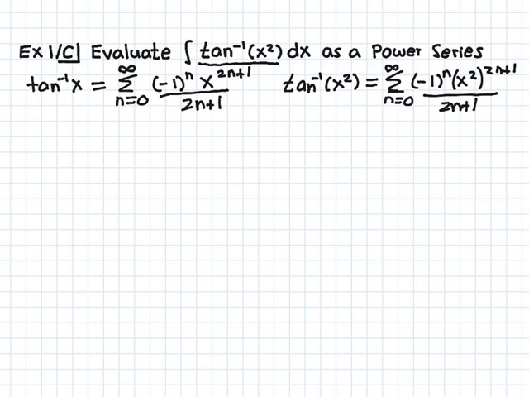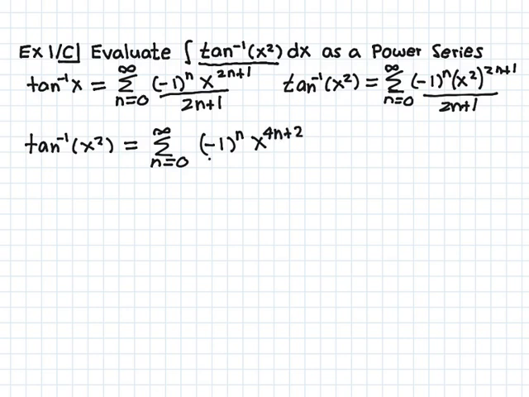So we get tan minus 1 of x squared is equal to the summation n equals 0 to infinity of minus 1 to the power of n. Doing some simplification, we have 2 times 2n plus 1, 4n plus 2, that's the exponent of x, divided by 2n plus 1. We have now found the power series representation of the integrand.